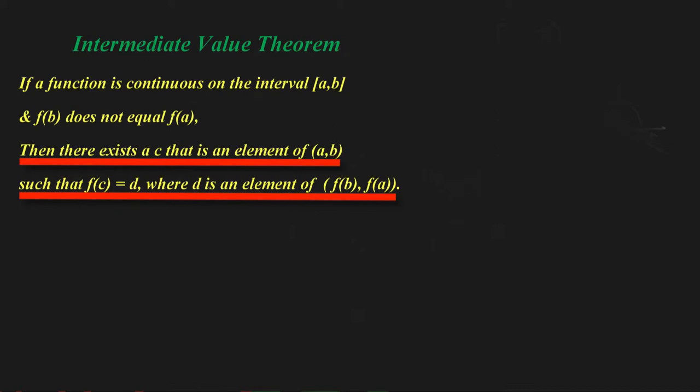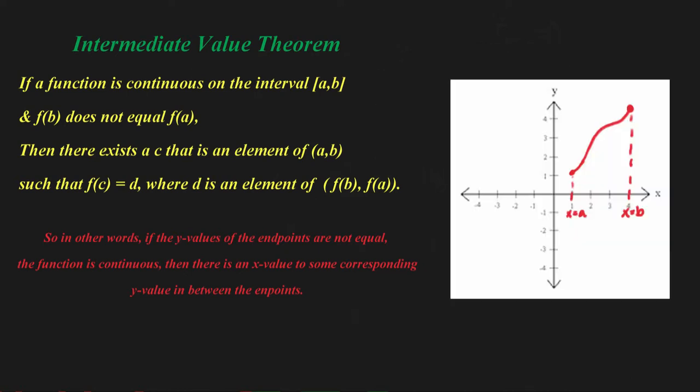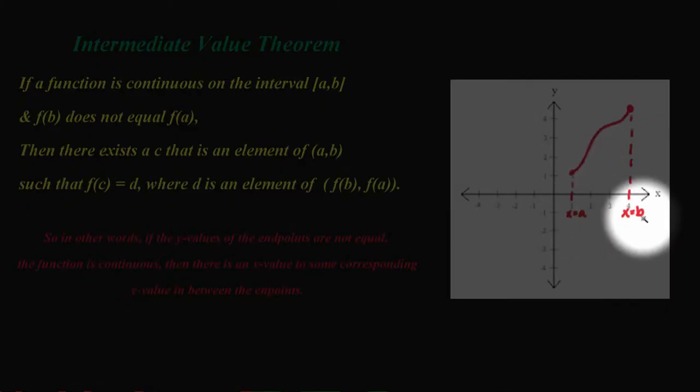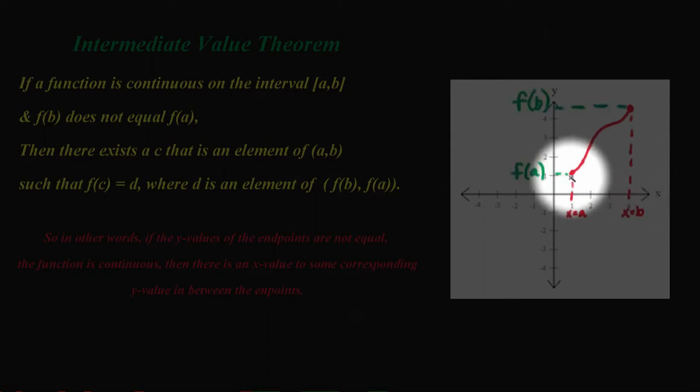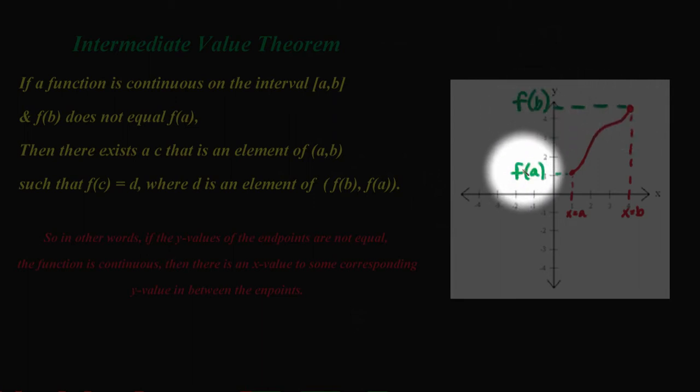So what does that mean in English? What we got to look at here is if we have some function, let's look at this red function, whatever it is, and we look at the two x values, a to b, they are going to have corresponding y values. So the y value for b is going to be f of b, and the y value for a is going to be f of a.